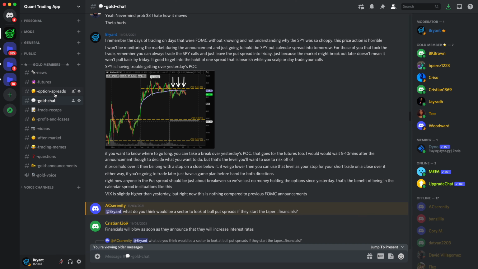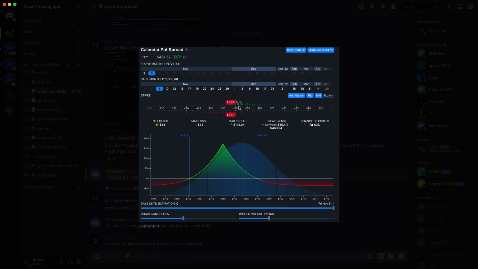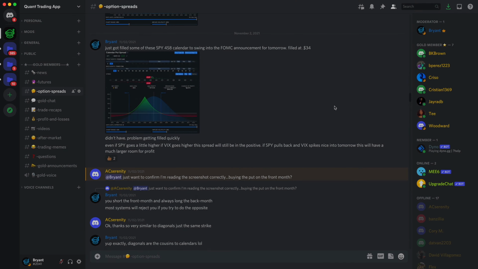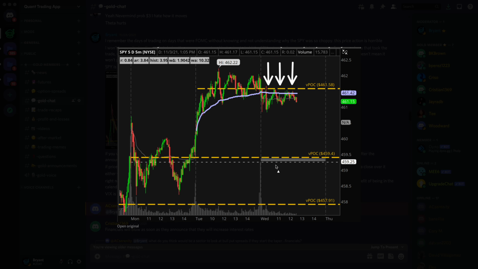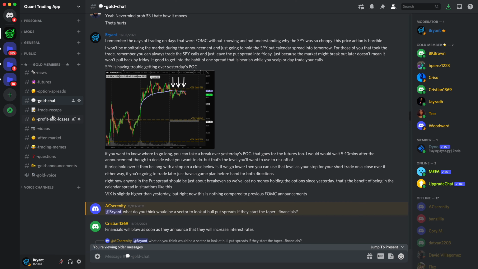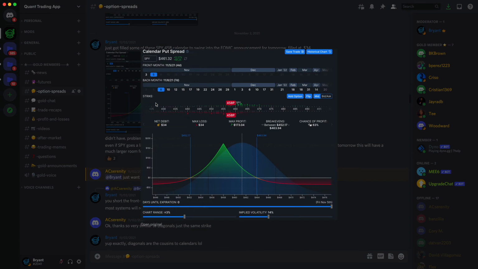So if we take a look at what strikes we were targeting, we were looking at the 458 as our strike price for this put calendar. And 458 was essentially all the way down here because that was a virgin point of control. If the market was going to pull back, it was more than likely going to be some sort of a deep pullback, so we wanted to give ourselves a little bit of room. So we come back here again and we look at 458.